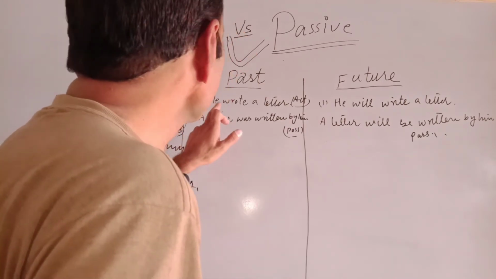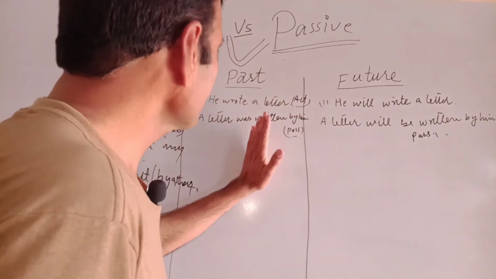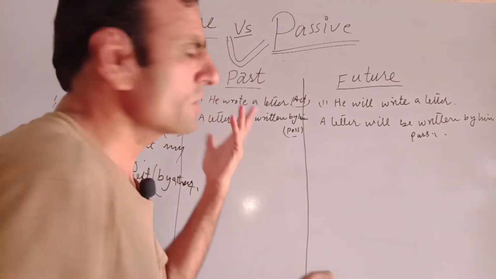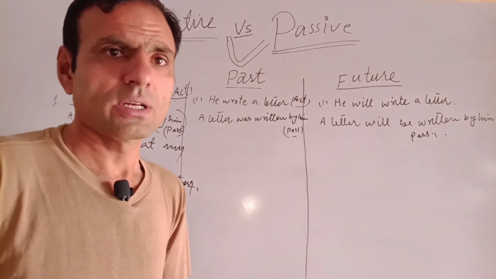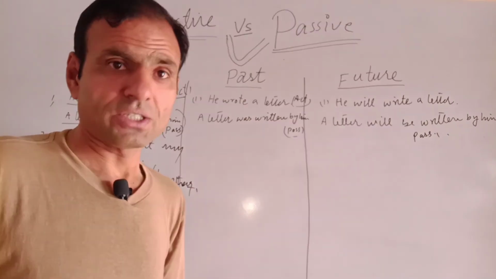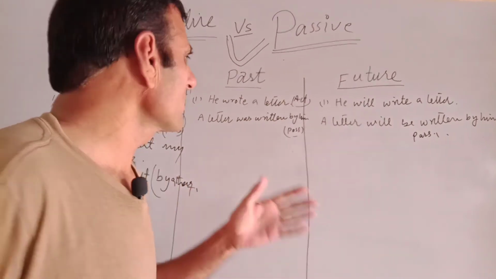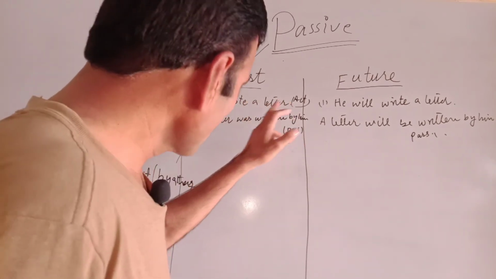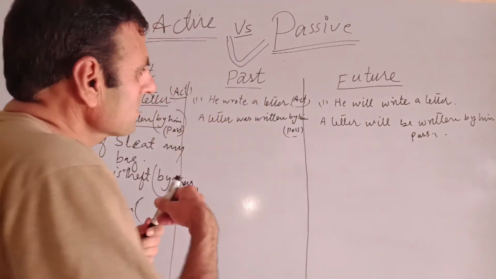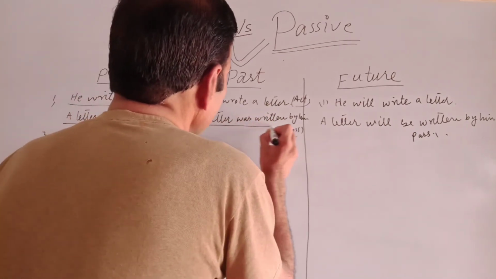Okay, he wrote a letter, the same sentence. We can change this as well, that he read the book, he washed the clothes, he pressed the suit, any kind of sentence. As we put the same sentence here, he wrote a letter. Now, a letter was written by him.